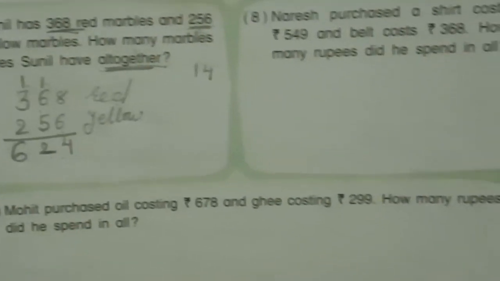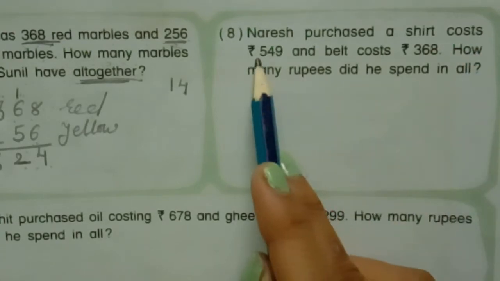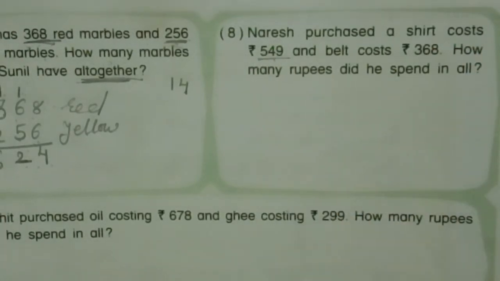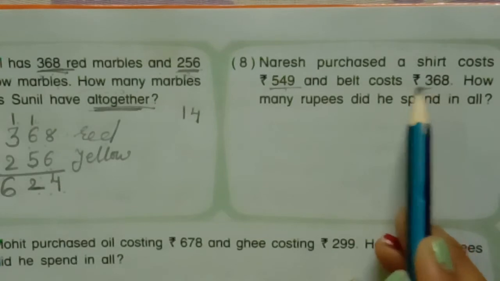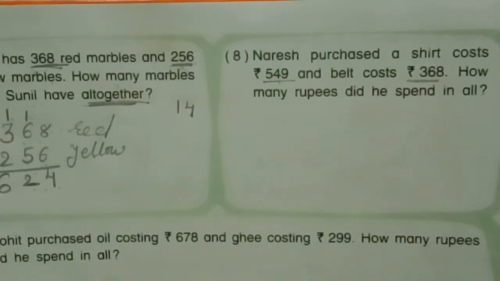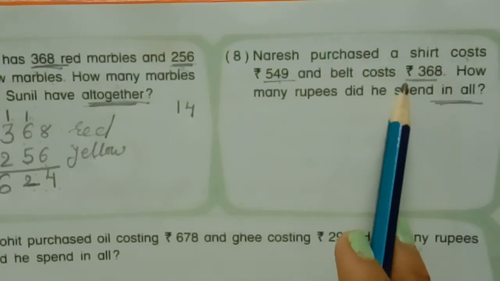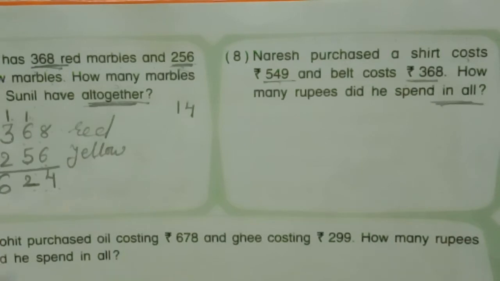See the number 8. Naresh purchased a shirt costing rupees 549 and a belt costing rupees 368. How many rupees did he spend in all? In all. I already taught you, in all, together, total, sum, this type of words will come. That time we will do the addition. उसने शर्ट भी बाय की और बेल्ट भी बाय किया. 2 things he bought. So साथ में मनी देने पड़ेंगे. So let's do the addition.